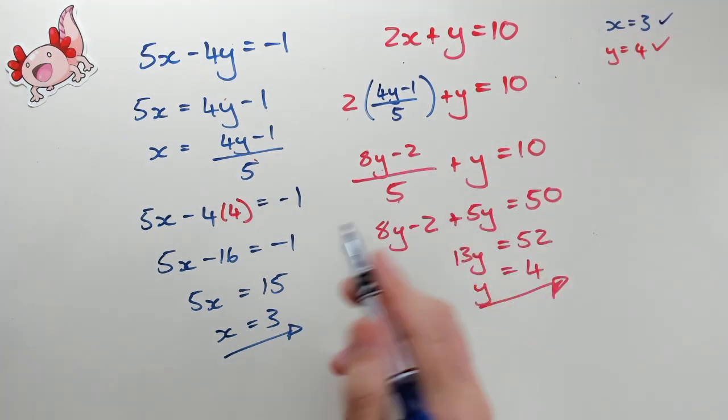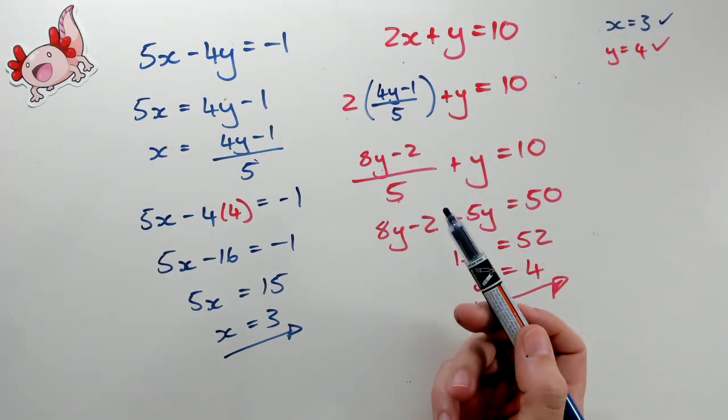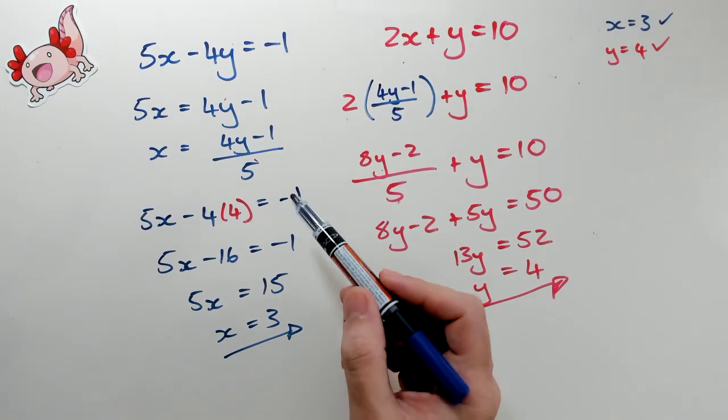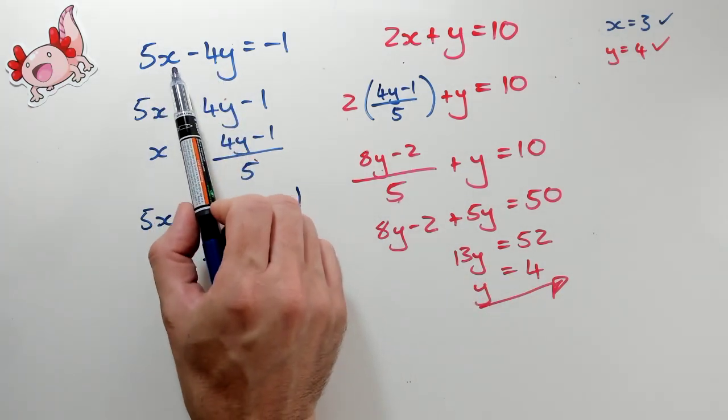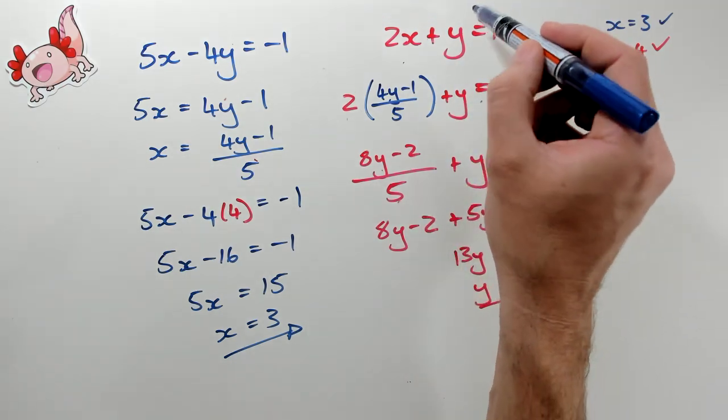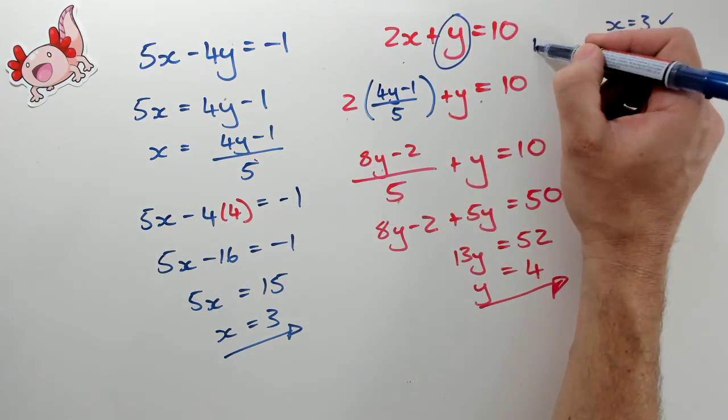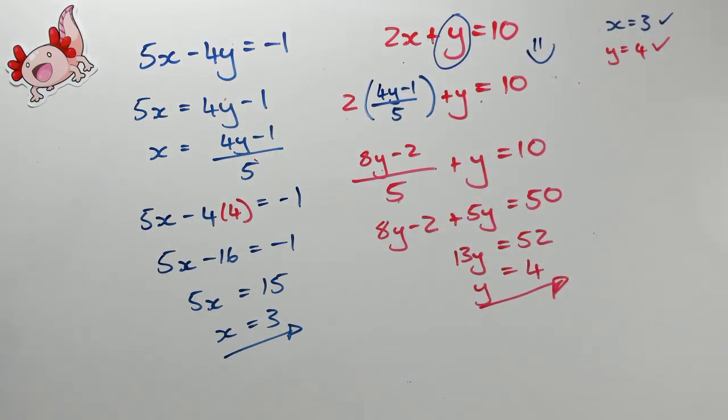So you see, it doesn't really matter which one you make the subject and which one you sub in. There's just a quicker way and a slower way. And usually it's just by checking what the variables are multiplied with. And if there's a variable that's not multiplied by anything, we're very happy.